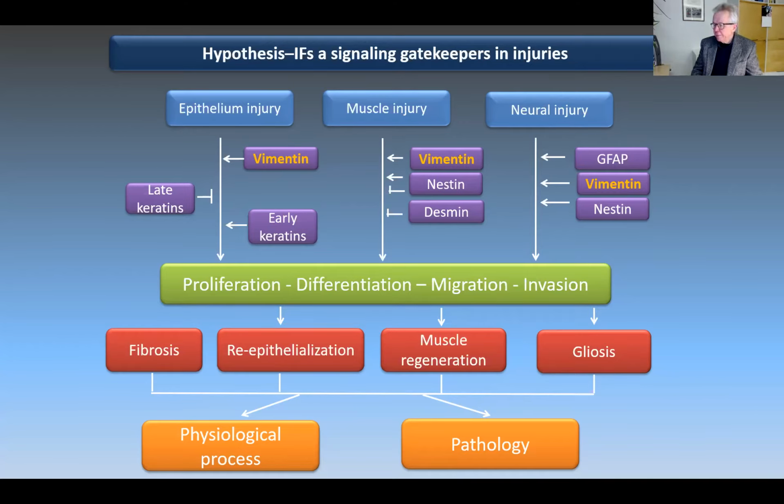And so here's a philosophical view of the organization of IFs in different tissues, where one could maybe see a pattern that vimentin, along with a number of other IF proteins, would be either keeping systems in place or letting them go. So let's say if we have an epithelial injury, we have late keratins, which would be inhibitory. Vimentin would be stimulatory in terms of proliferation, differentiation, migration, and invasion. Fibrosis, I didn't talk about, but also that, and reepithelialization. Depending on the situation, this can lead to either a normal physiological process or a pathological process. And similar systems you could identify in other organs as well.